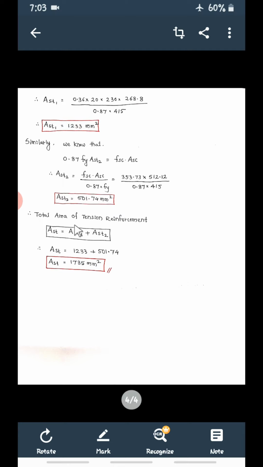Now find out the total area of tension reinforcement. AST is equal to AST1 plus AST2. Add these two, we get total AST 1735 mm square. Total area of tension steel which is provided at the bottom is 1735. Here also you can calculate the number of bars. Assume the bar diameter, 16 mm or 18 mm. This total AST divided by area of one bar will give the number of bars.